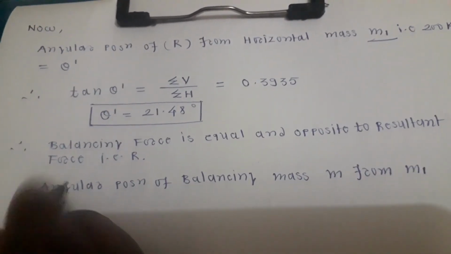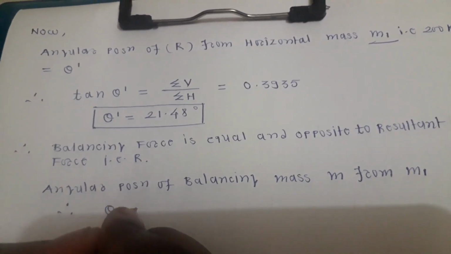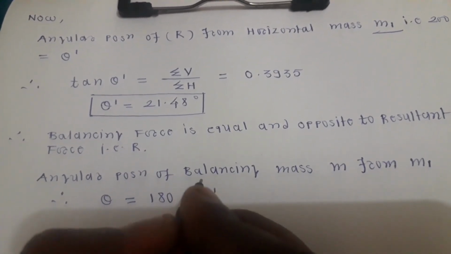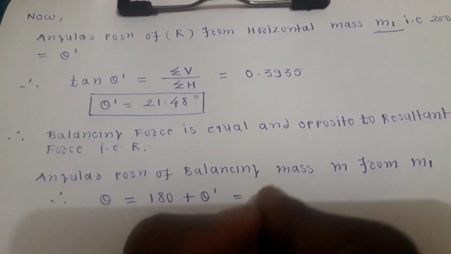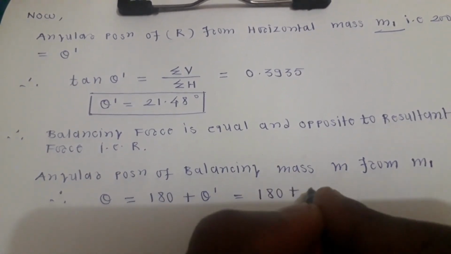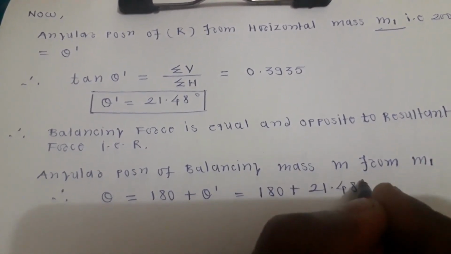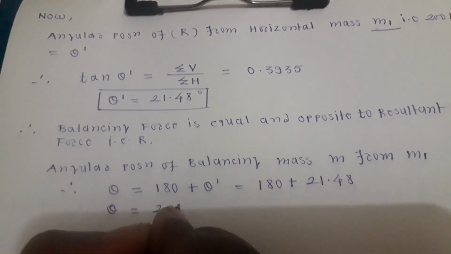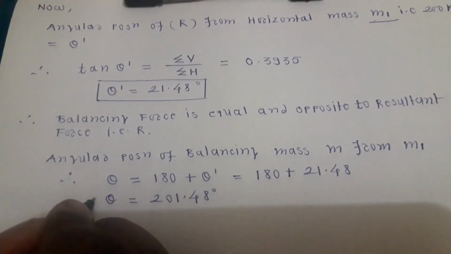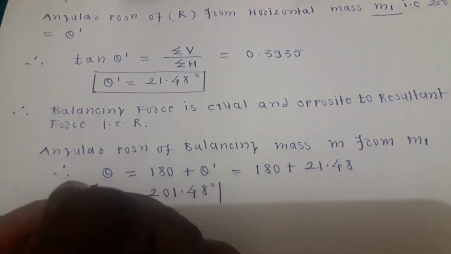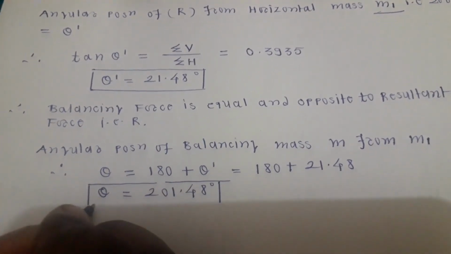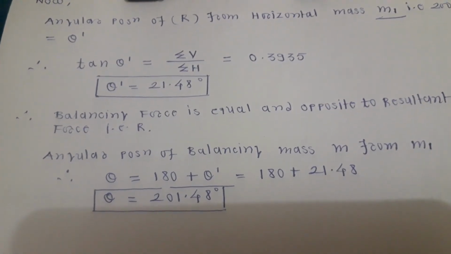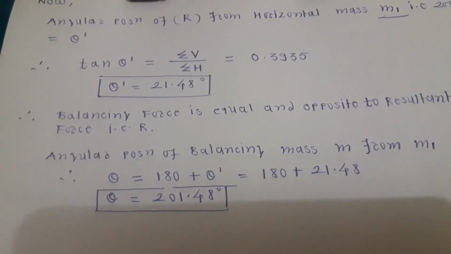So from the space diagram, this theta is equal to 180 plus this theta dash. So here we will get 180 plus 21.48. So therefore theta will be 201.48 degree. So here we have got the angular position of the balancing mass.